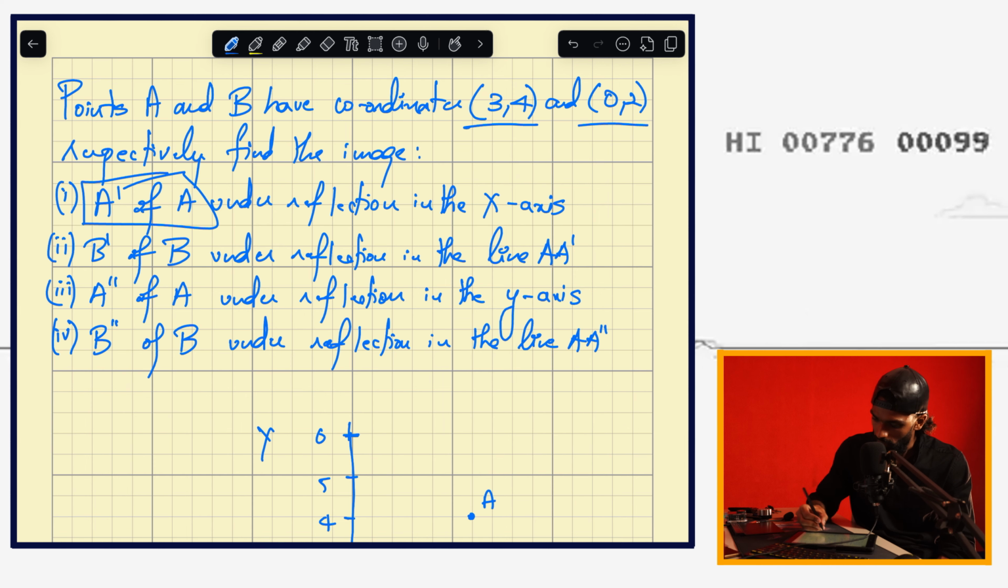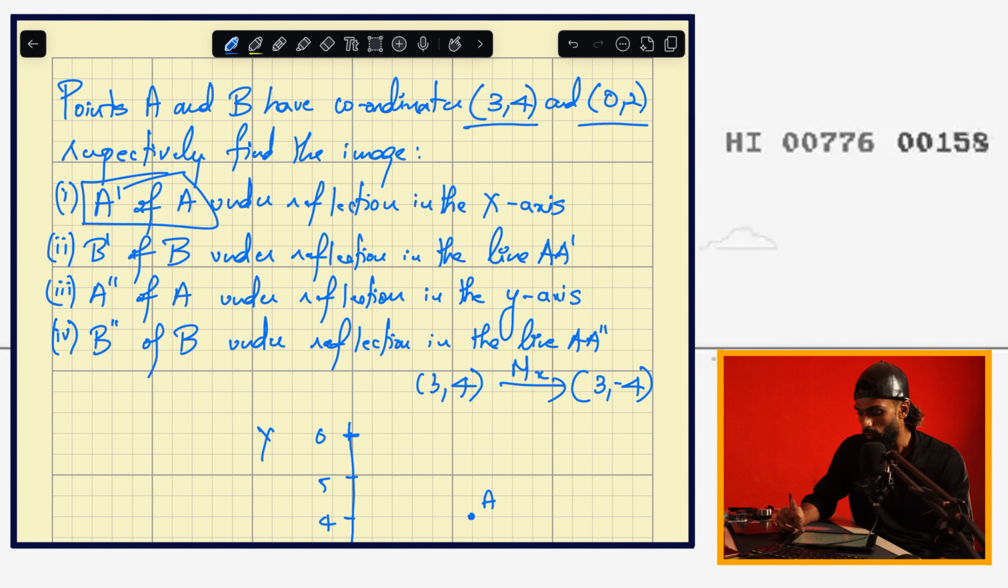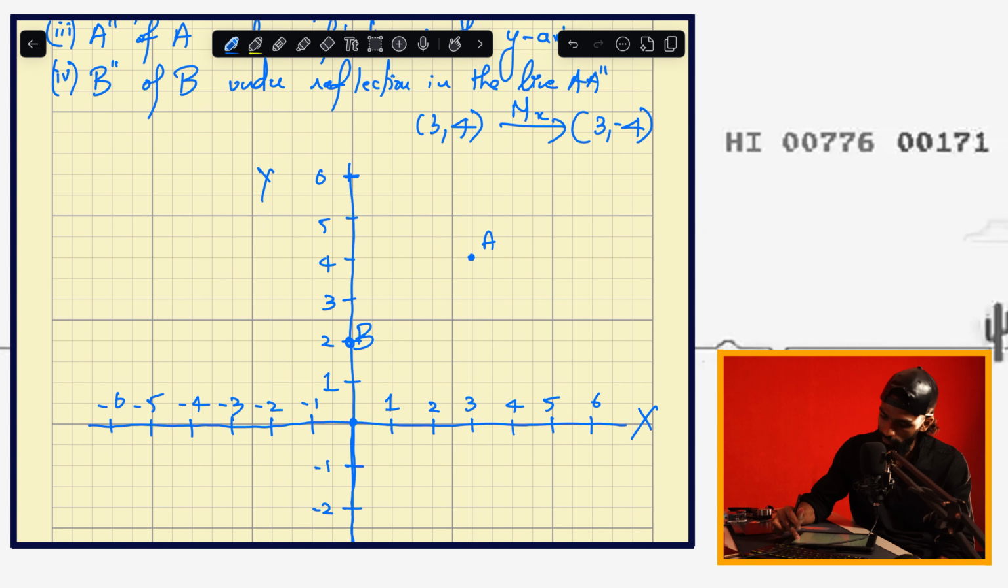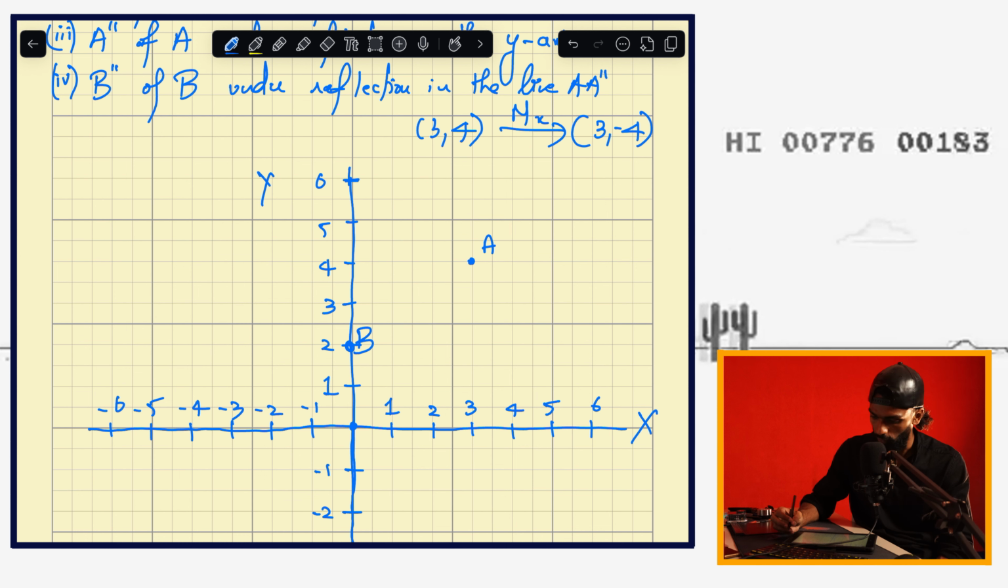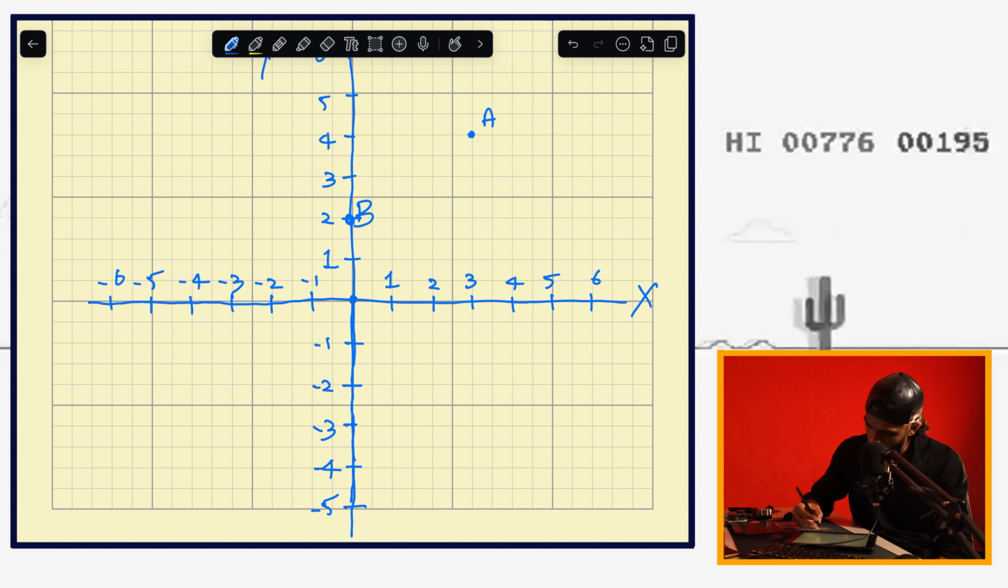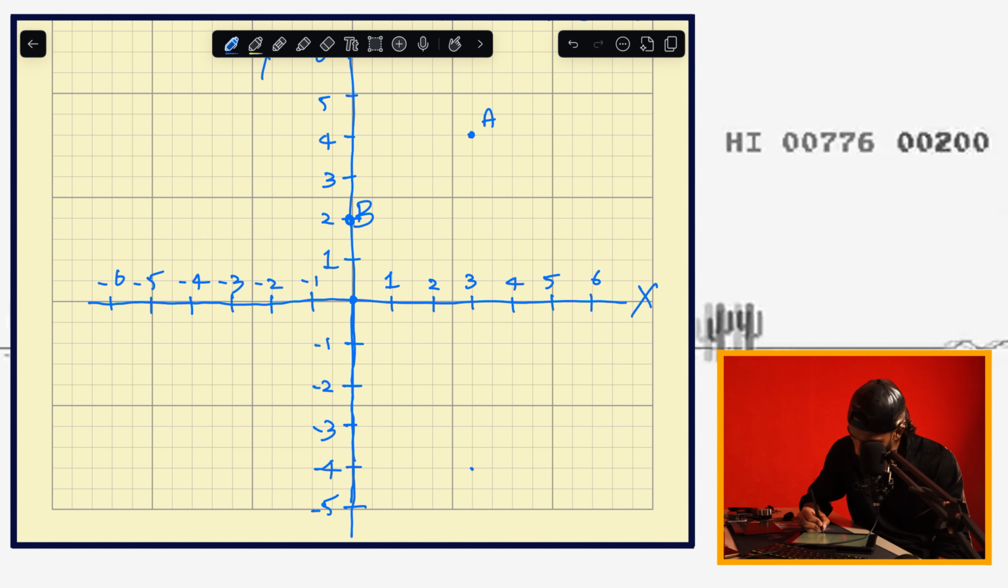So it becomes 3, 4 under reflection in the x-axis Mx. The x coordinate remains the same. The y coordinate becomes -4. So the answer becomes 3, -4. And this will be A dash. So I'll go back to my graph and start plotting 3, -4. So 3 is here, -4 is towards the bottom. So 3, -4 is here.